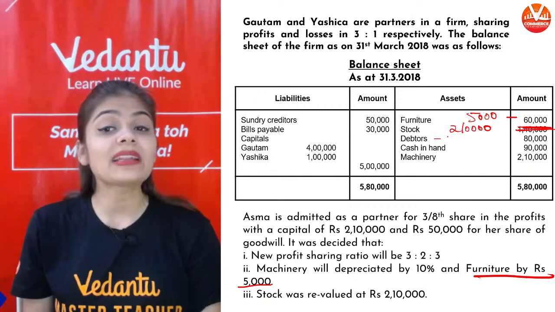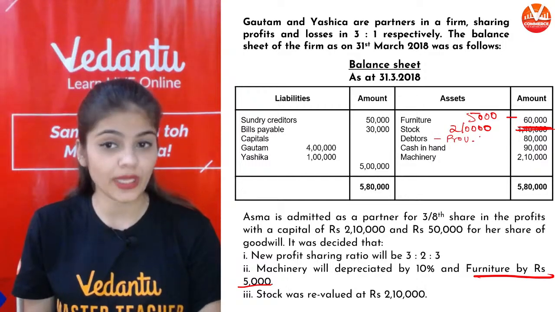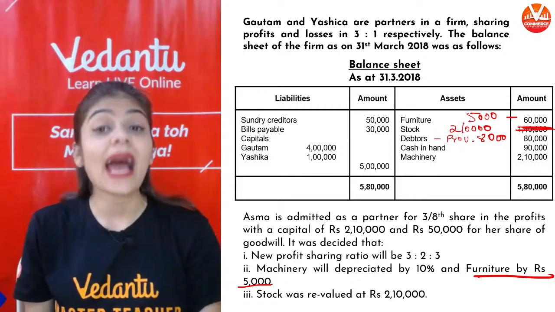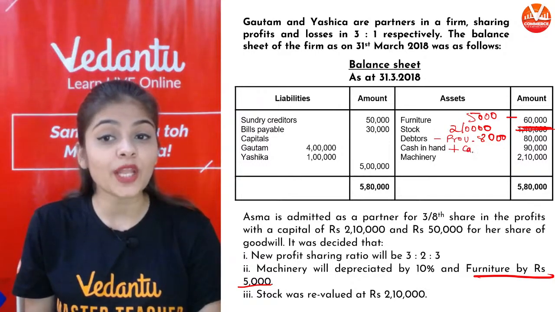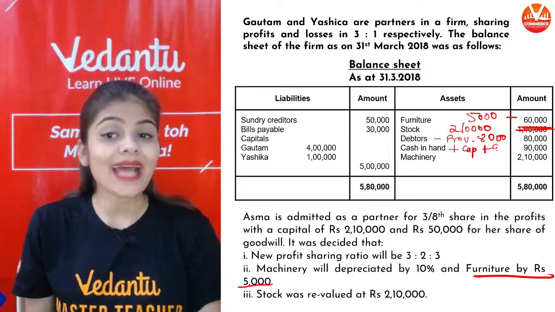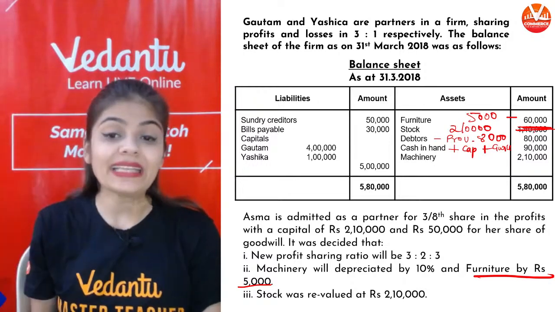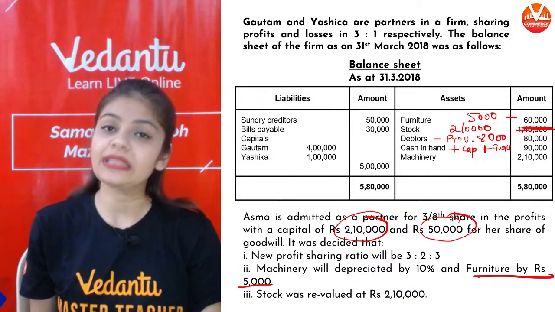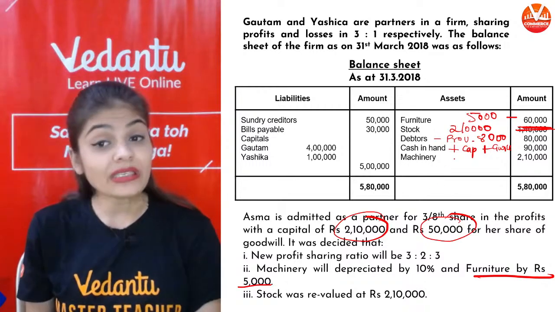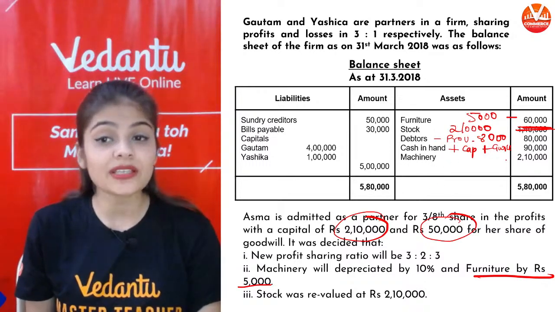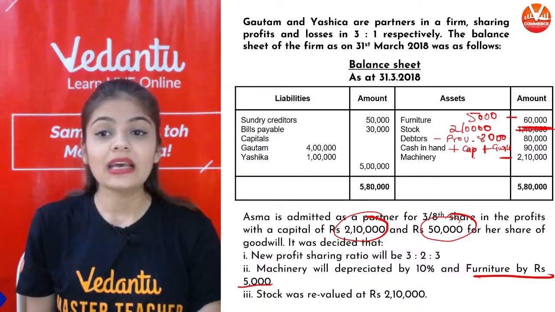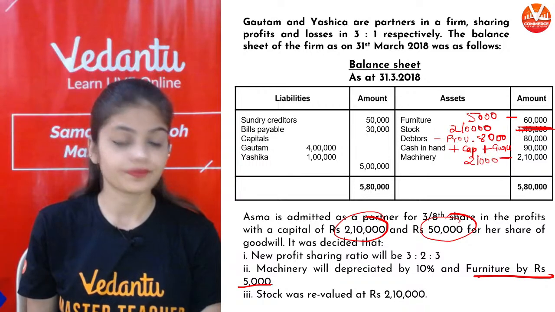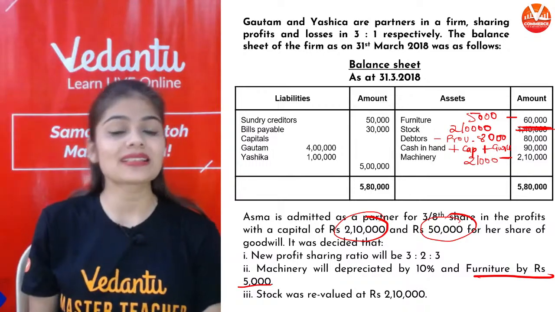Debtors, from debtors you will subtract the provision, that is 8,000. In cash in hand, you will add the capital of the new partner and you will add goodwill. So in 90,000, you will add 2,10,000 and you will add 50,000. Machinery is depreciated by 10%, so from 2,10,000 we will subtract 21,000. So this will be your asset side.